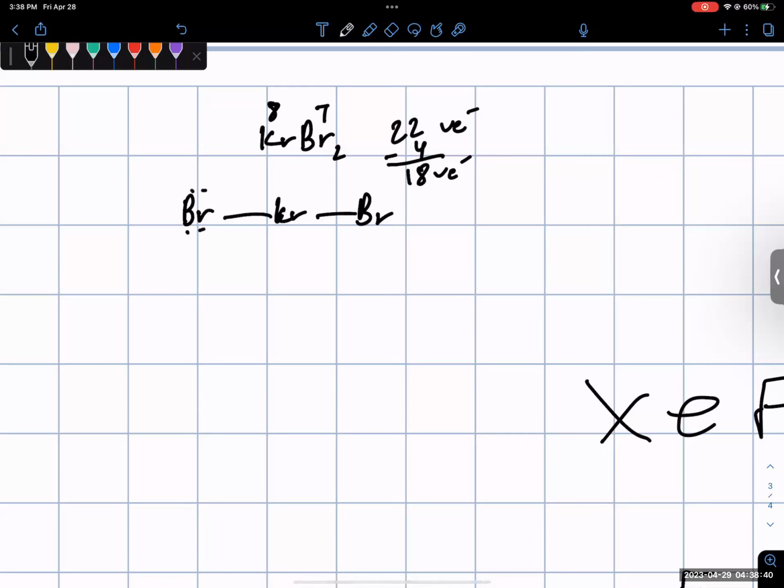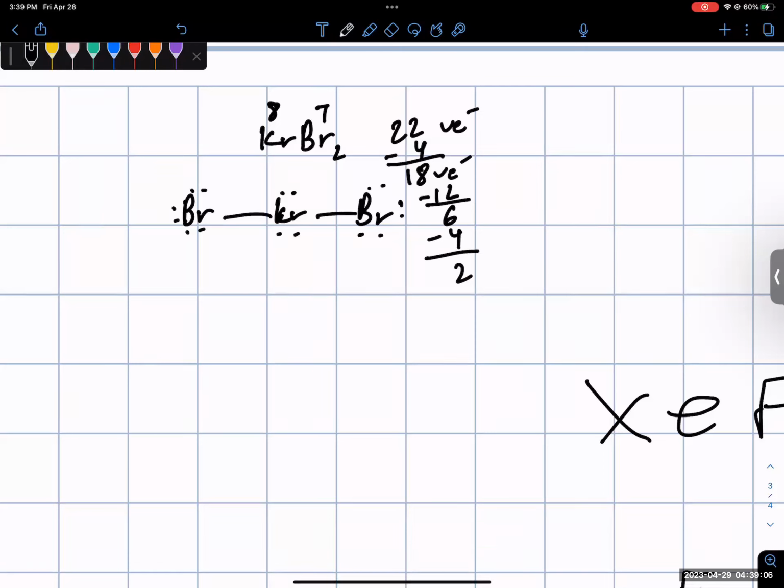First you do the outer terminal atoms. So 1, 2, 3, 4, 5, 6, that's 12 total. So there's 6 left. Where do the other 4 go? On krypton, because it can. 1, 2, 3, on the central atom. There's 2 left. I can add 1 more pair.